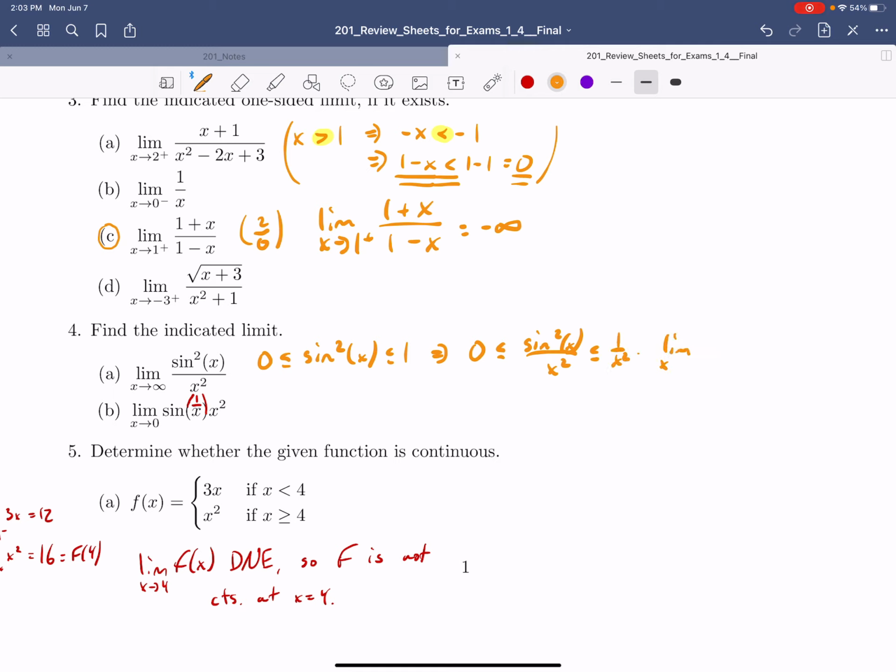And you can note that the limit as x approaches infinity of 1 over x squared equals 0, which, by the way, is that bound. So it equals, well, I'll just point out that it equals the limit as x approaches infinity of 0. So by the squeeze theorem, we get that this limit also equals 0. Make sure to say by the squeeze theorem.